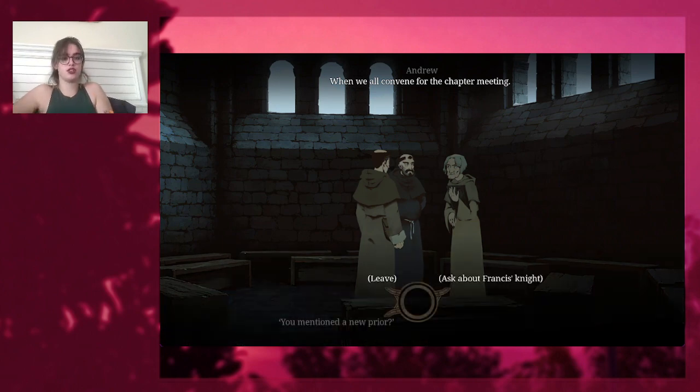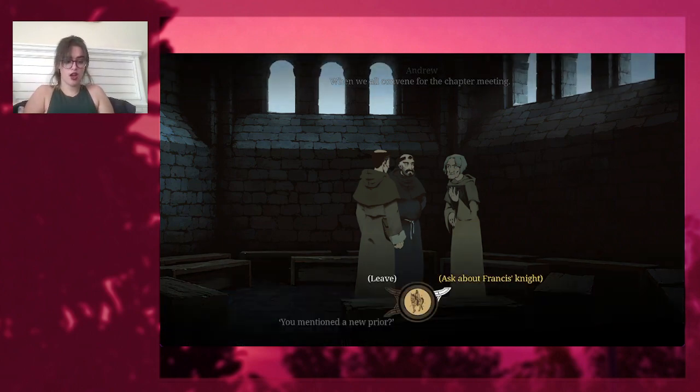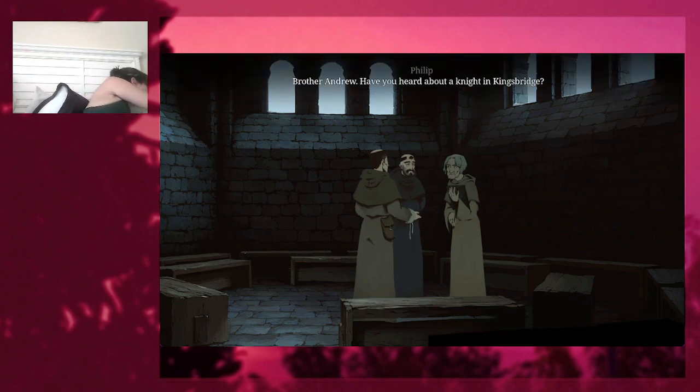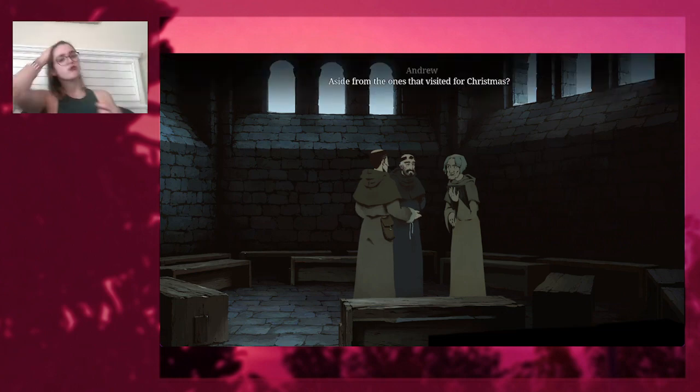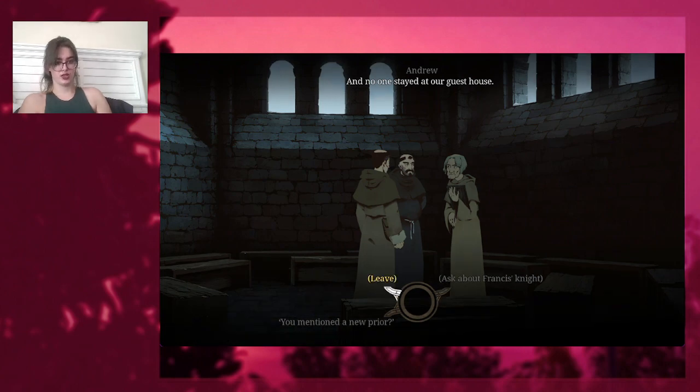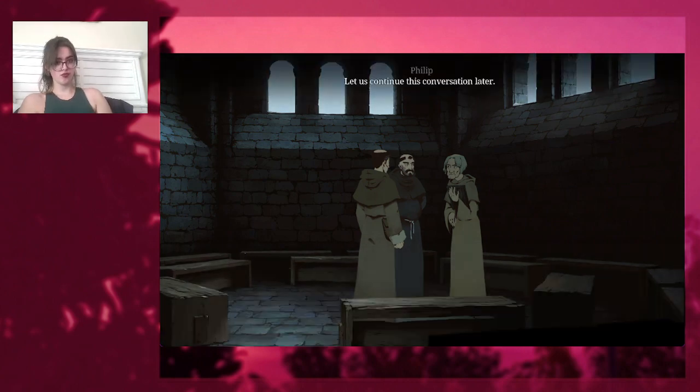Okay, this is the last of the cheese that I should be eating. Brother Andrew, have you heard about a knight in Kingsbridge? Aside from the ones that visited for Christmas? No. If there had been an official guest, I would know. And no one stayed at our guest house. Let us continue this conversation later. Of course. There's a lot of planning for me to do for the upcoming election.